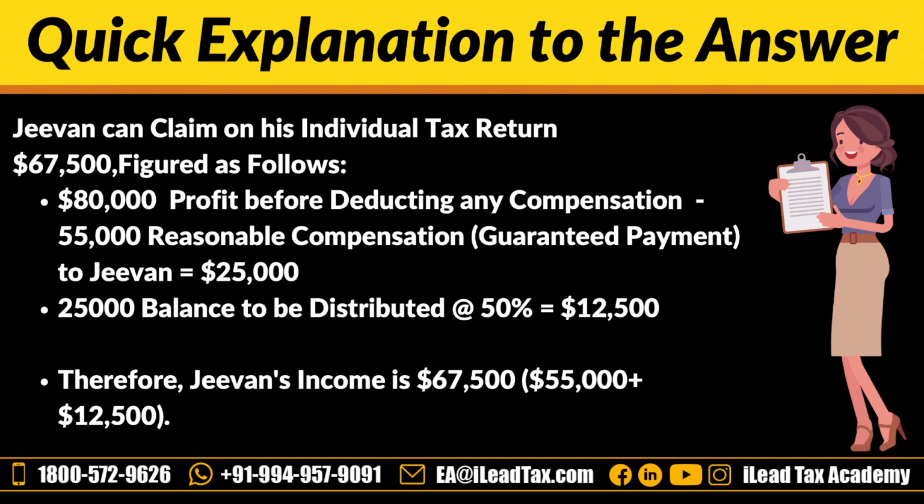First, we need to calculate how much income should be distributed to each partner. So 80,000 minus 55,000 is 25,000. This 25,000 is divided between two partners. So here the daughter has 50% ownership. 25,000 times 50% is 12,500, and the remaining 12,500 goes to Jeevan. So Jeevan has 55,000 reasonable compensation plus 12,500 income, so the total is 67,500. Let's go to the next question.